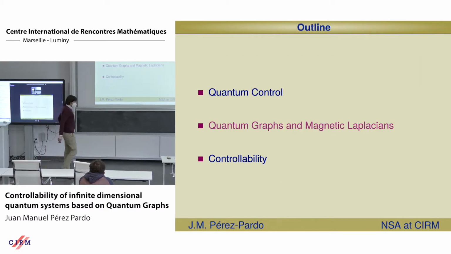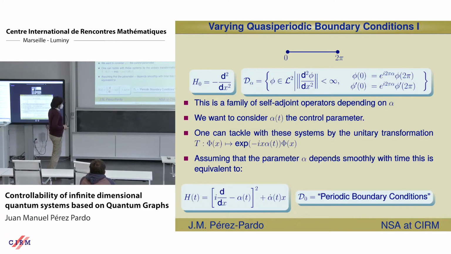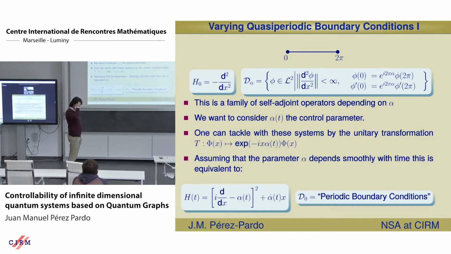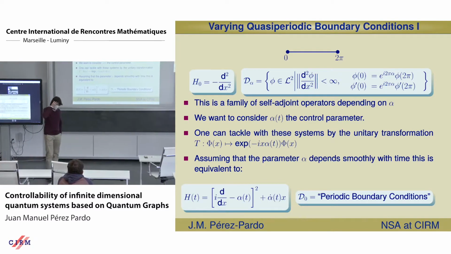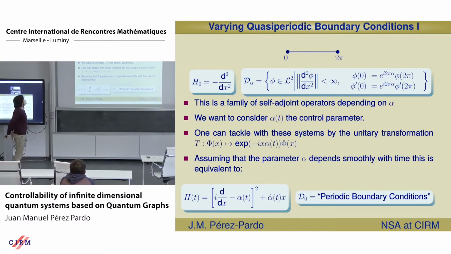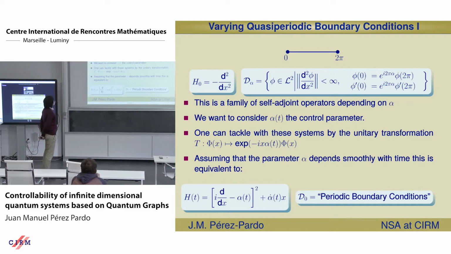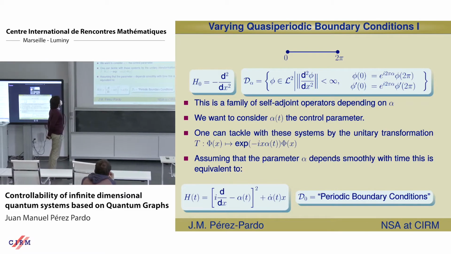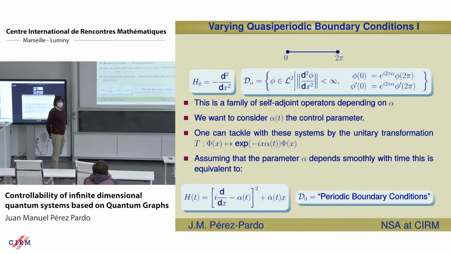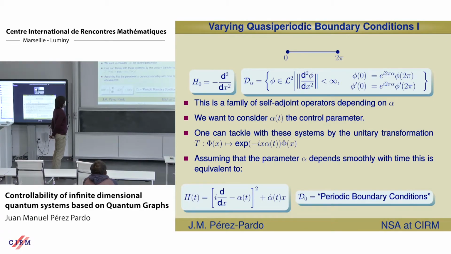Okay, so let's go now to the second part of the talk. And to introduce the models that I'm going to use, let's keep things very simple. So suppose that we have just some interval, 0 to 2π, and I'm going to consider as the uncontrolled dynamics just the Laplacian operator on the interval.